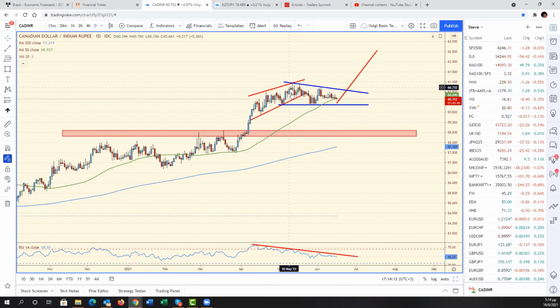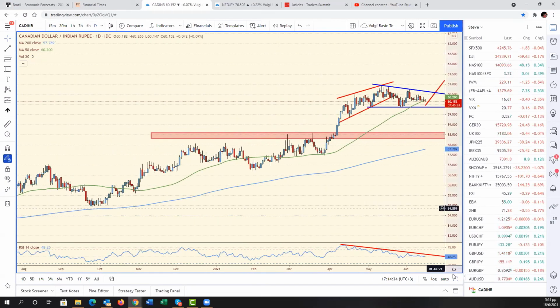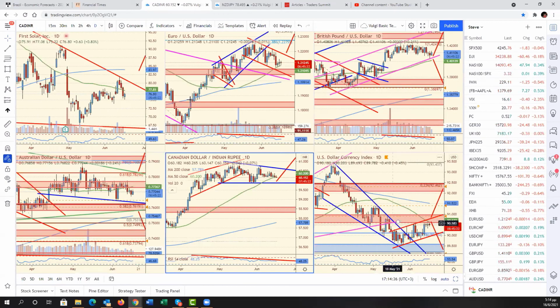I don't know if you can call it a flag. It's a pennant. It's in any case most likely a bullish formation. It can be a flag. A flag would look like this, right? It can be a pennant, which is looking like this. In any case, as long as we trade in the way we're trading at the moment, yes, I'm assuming this is a bullish consolidation that's going to break to the upside.